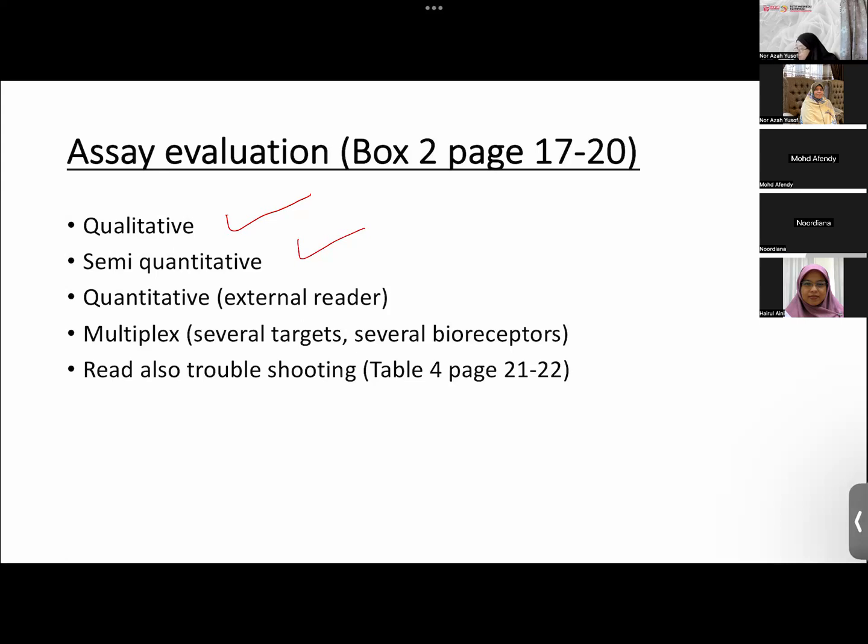The Nature Protocols paper gives you a very detailed procedure of how to use the lateral flow assay. But of course, if you want to commercialize this one, we have to simplify this, okay? But they give you the critical steps, so you have to be careful about which steps you want to skip. And the last part of Box 2, page 20, gives you the example of quantitative evaluation.